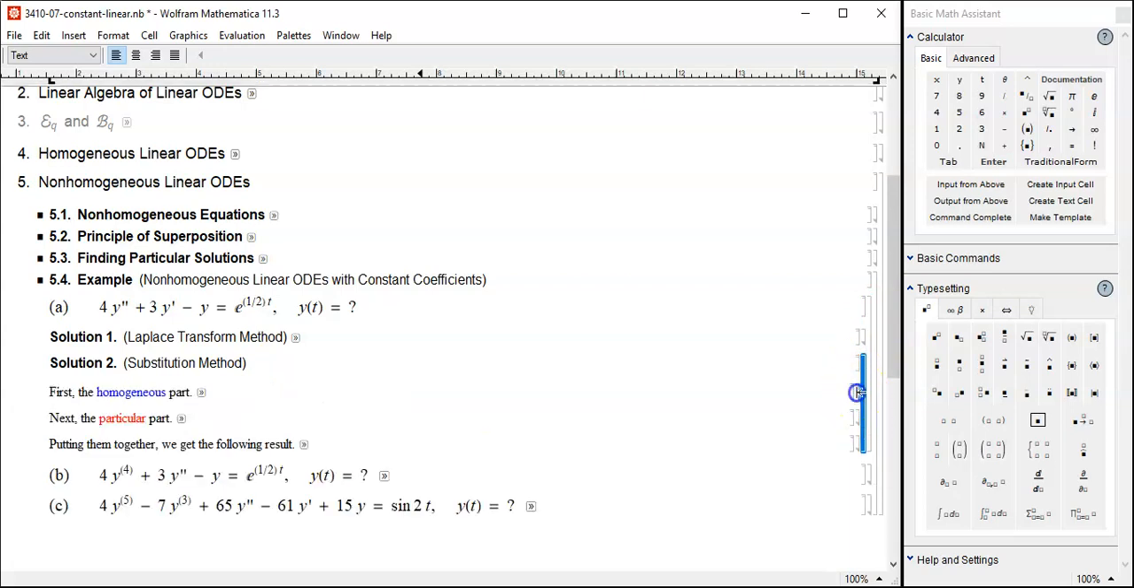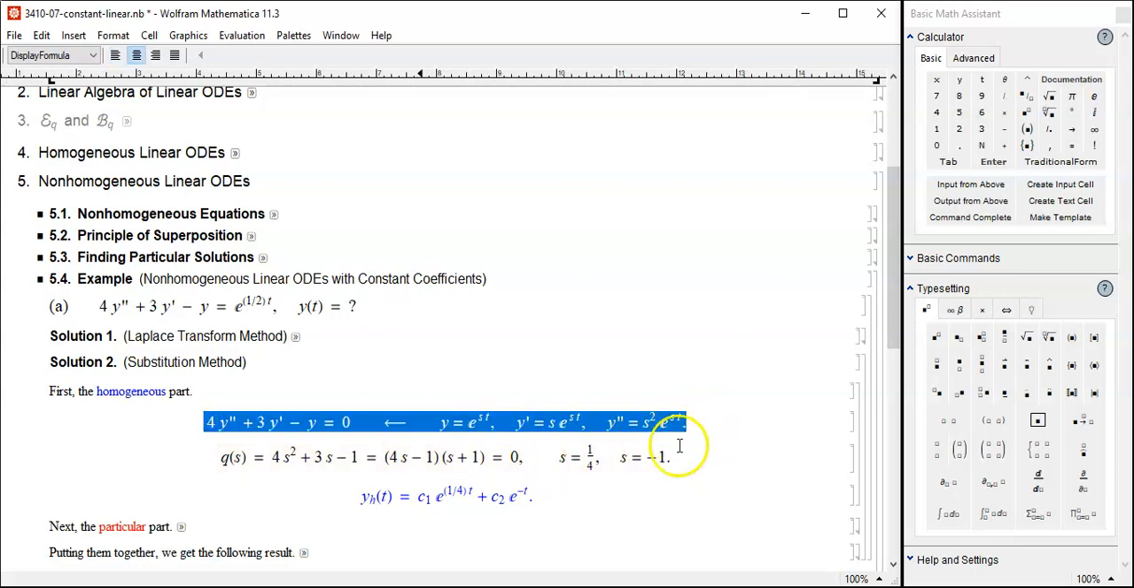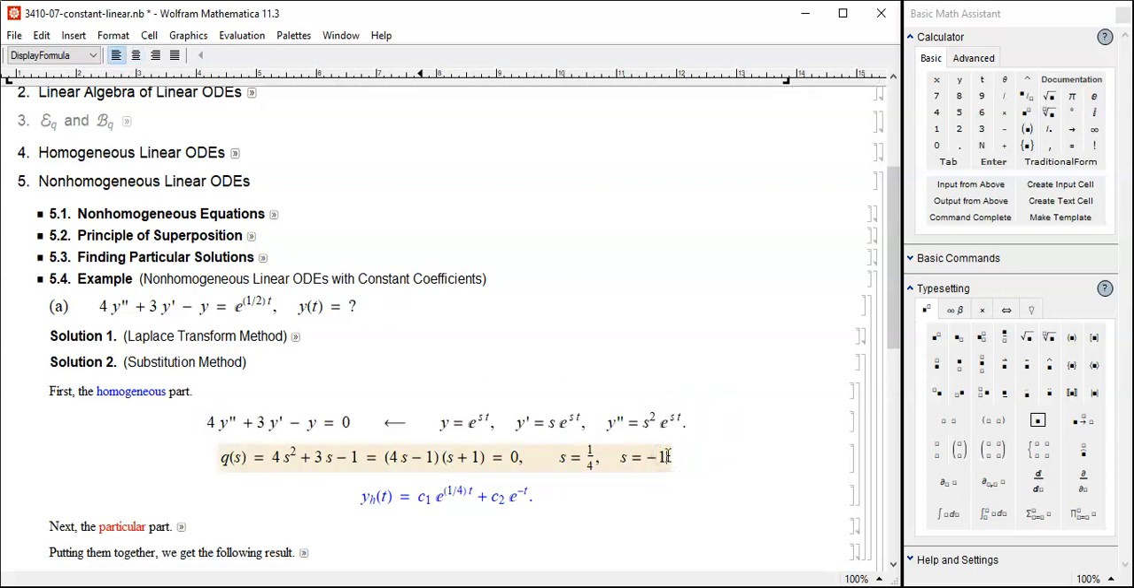Okay, let's go. Here's the homogeneous part. We begin with an educated guess, y equal to e to the st power, and take the derivatives and then put everything in. And once you do that, you have the characteristic equation. So this part, actually you can skip, because you're always going to get the characteristic equation. So the zeros of the characteristic polynomial, we have 1/4 and -1. Consequently, we have these. Alright, so much for the homogeneous part.